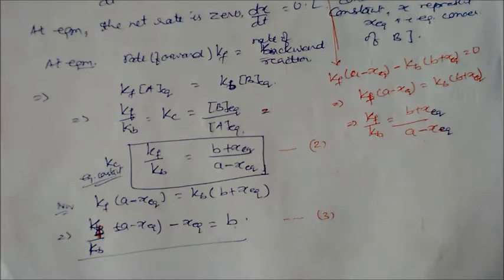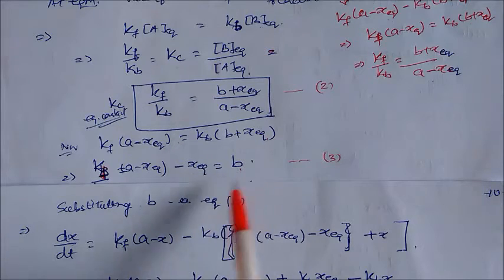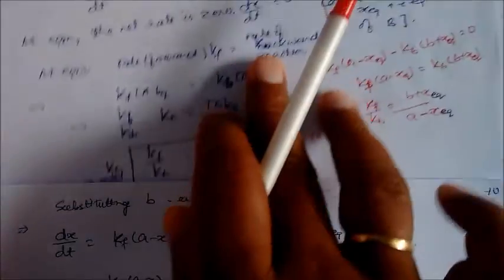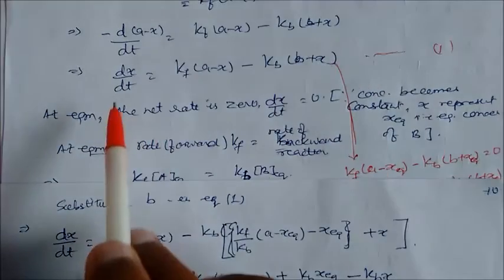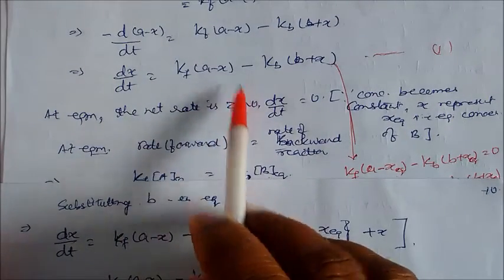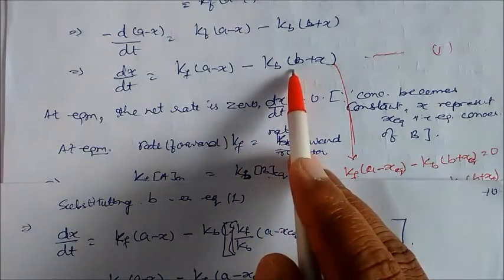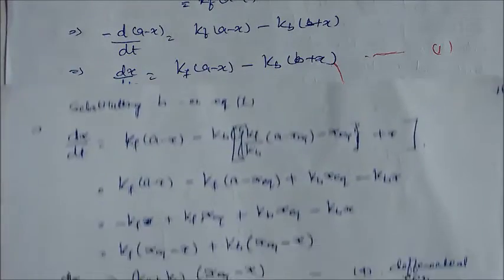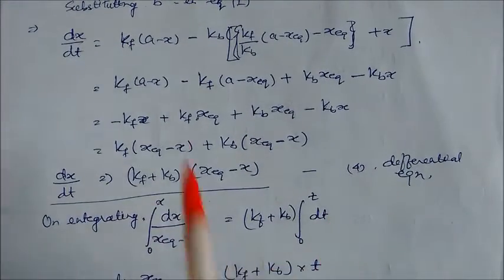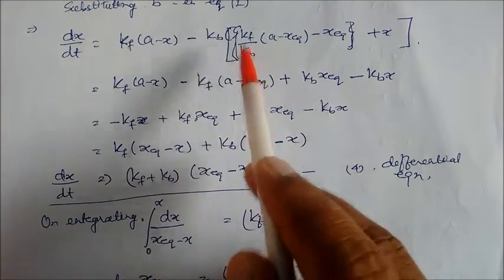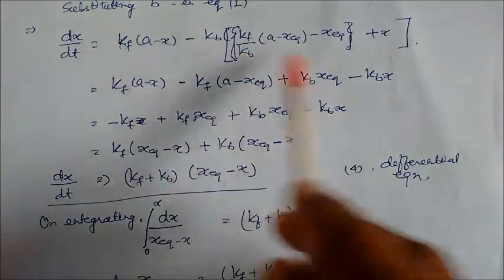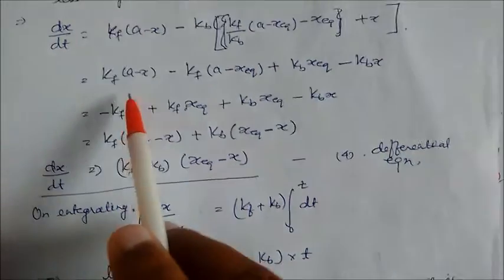This equation will be useful. You can substitute it in equation 1. What is equation 1? Already we have calculated it: dx by dt equals Kf into (A minus x) minus Kb into (B plus x). We will substitute the value of B over here. So on substituting, Kf into (A minus x) minus Kb into the whole B value substituted, plus x. Then we solve it.